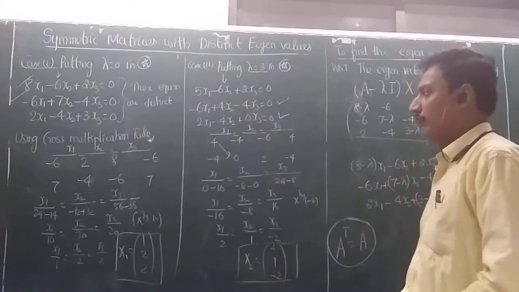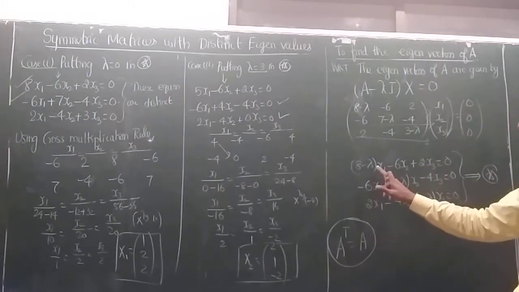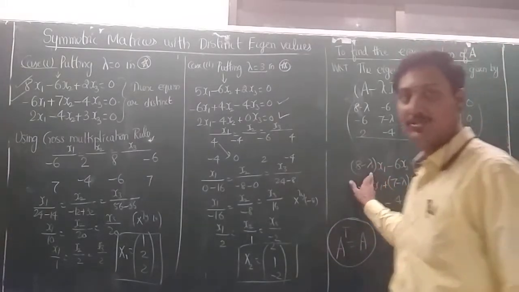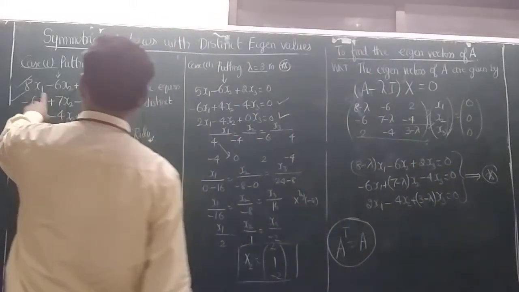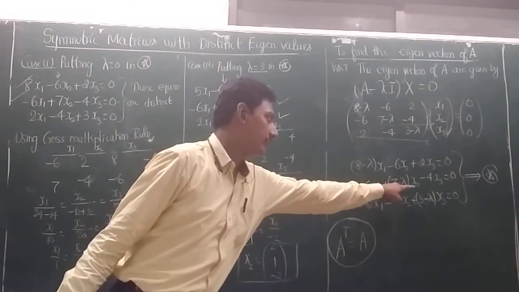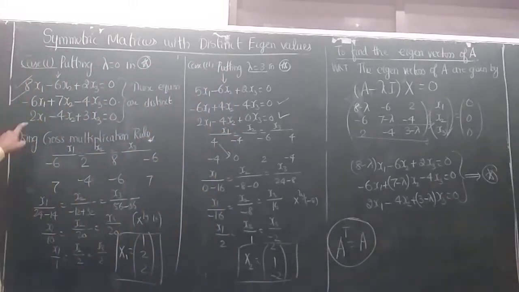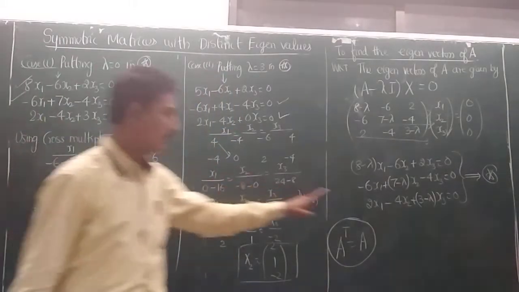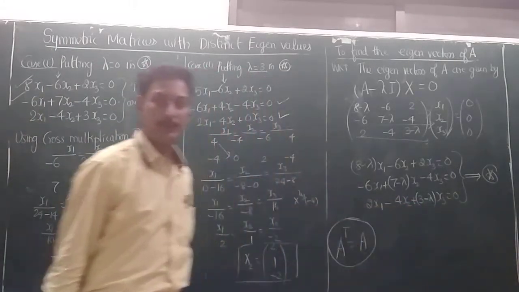Now you see that if you substitute lambda equal to 0 in the star equation, I am getting 8x1 minus 6x2 plus 2x3 equal to 0. The second equation: minus 6x1 plus 7x2 minus 4x3 equal to 0. The third: 2x1 minus 4x2 plus (3 minus 0) x3 equal to 0.